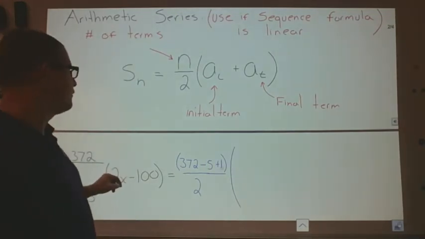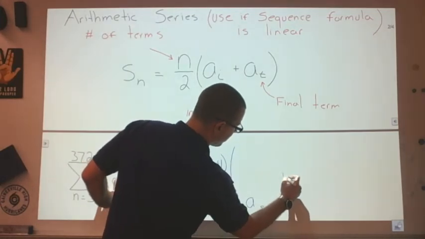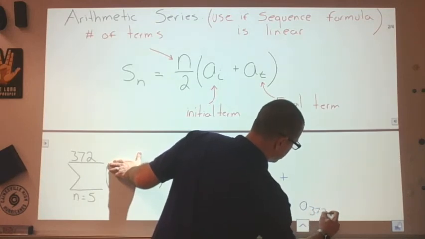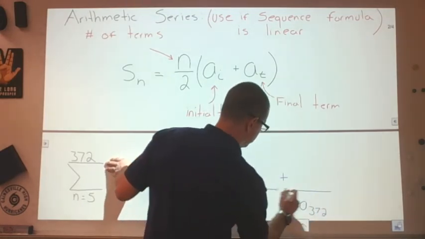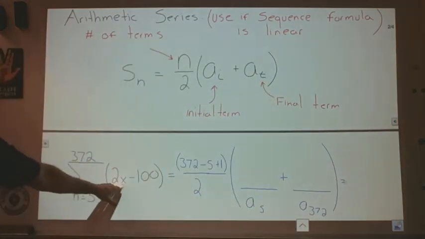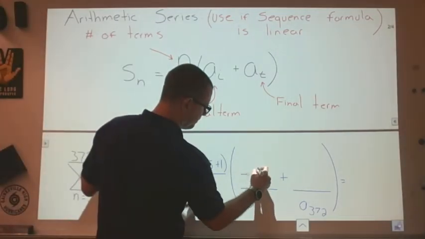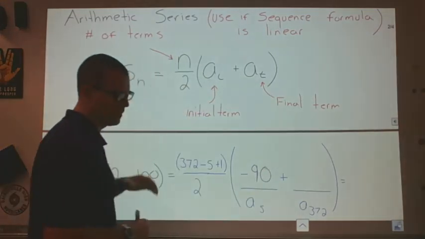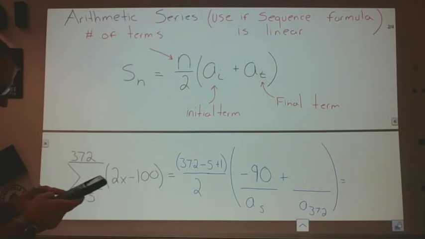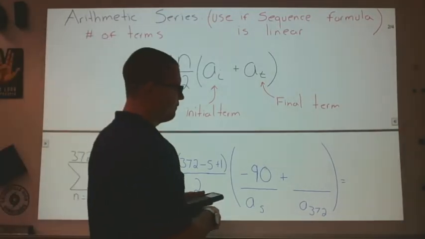Then I need to find a sub 5 and a sub 372. I need to find those values. So I just plug in. 2 times 5 is 10. Minus 100, that's negative 90. For a sub 372, I do 2 times 372 minus 100, and we end up with 644.